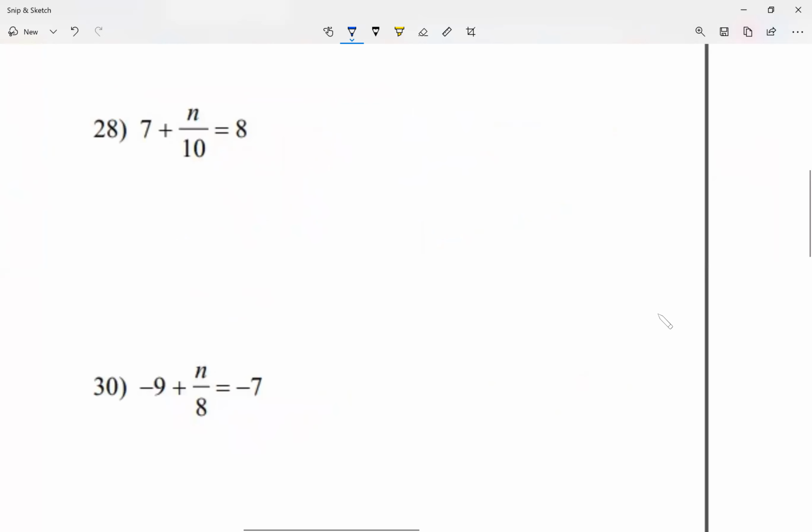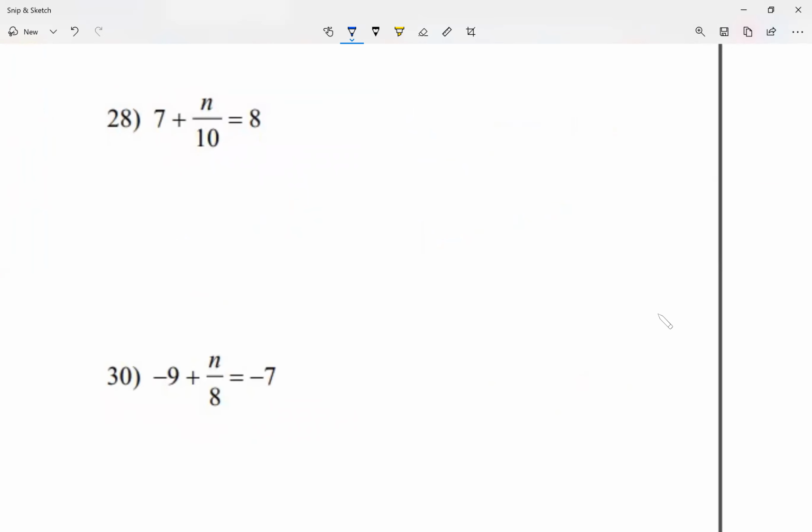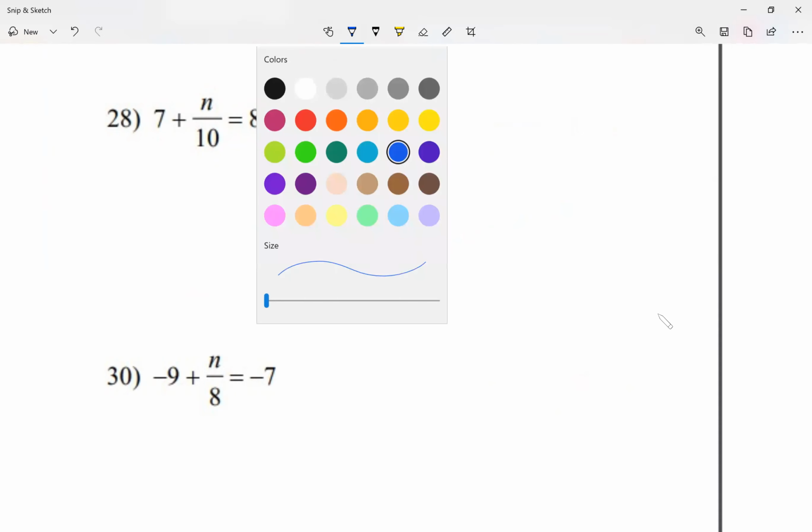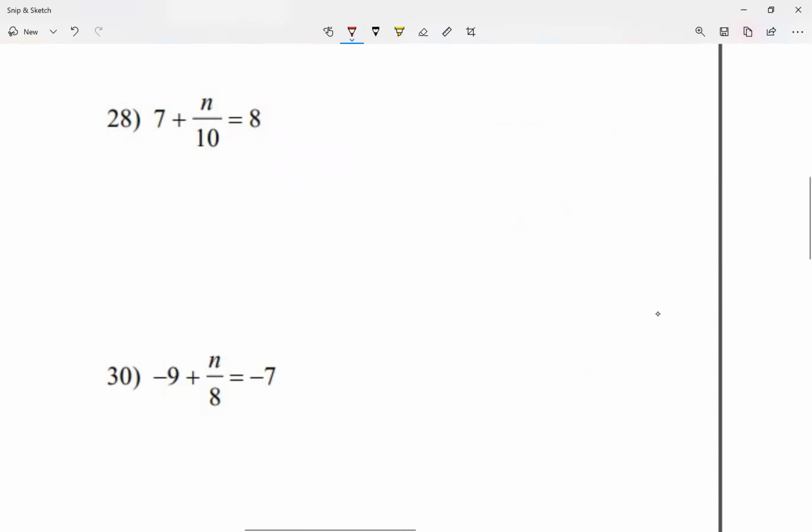All right, now let's take a look at number 28. There are a couple of ways we can do this. We can move the 7 to the left and to the right side. But to be honest, the one step that most people like is to get rid of fractions. When you see a fraction, just get rid of it. I see the n over 10, so I'm going to multiply everything by 10. Some of my numbers are going to get big, but at least I'm not going to have fractions.